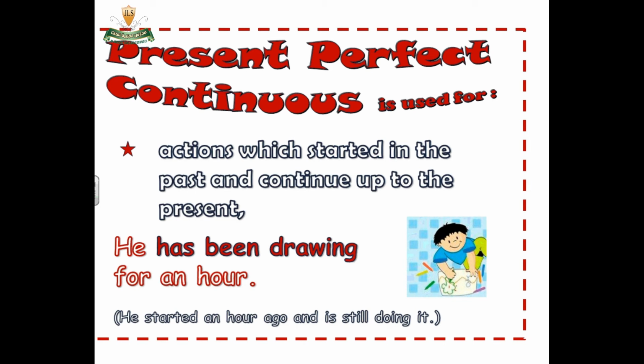So he started, but he's still doing it. He didn't finish it yet. So I use here he has been. So it comes with the present perfect. He, she, it takes has been plus verb plus ing. They, we, you take have been plus the verb plus ing.